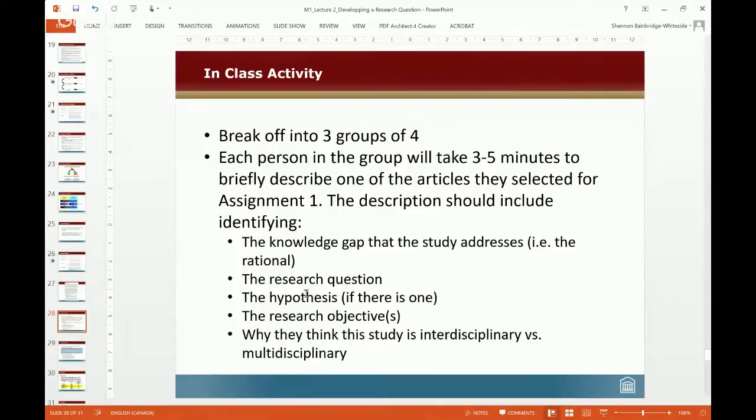So look for who the patient or the problem is. What's the intervention? Is there a comparison? What's the outcome of interest? What's the hypothesis, if there is one? Do they identify what the research objectives are? And if so, what are they? And why do you think this is interdisciplinary? Or maybe it's multidisciplinary. And what does that actually mean? So I want you to think about that and start generating some of that thought.